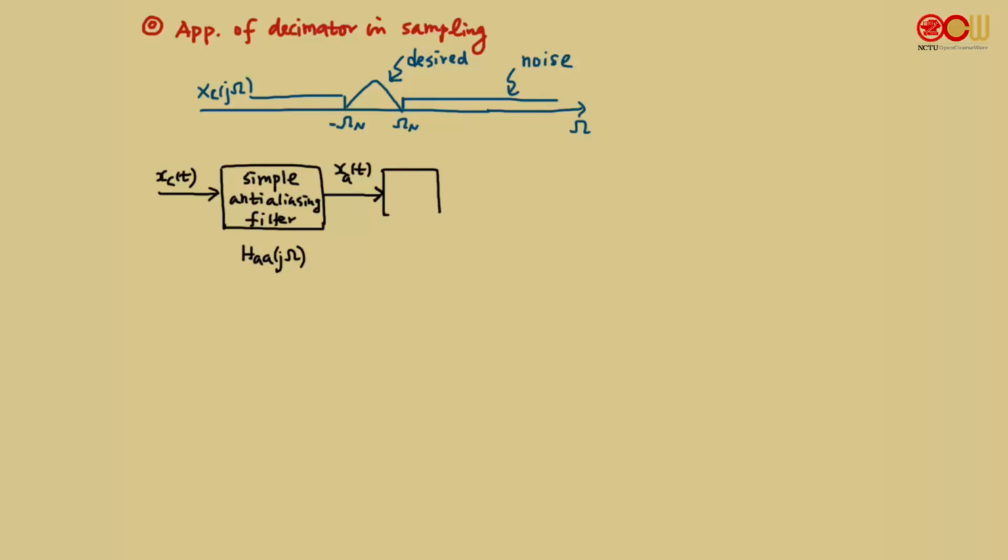and when we sample, we use T. How is T determined? Originally, omega s is 2 times omega n, where omega n is the cutoff frequency of the desired signal. But if we were to sample directly using this sampling frequency, we would get aliasing. So instead of 2 times omega n, we oversample. That means we sample at a higher frequency. We oversample by a factor of M.